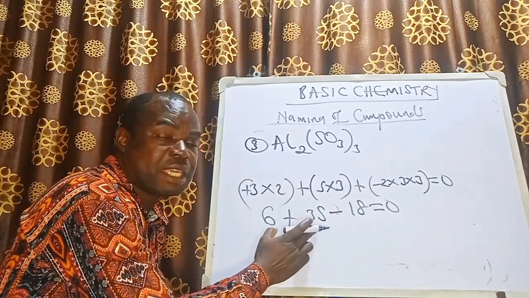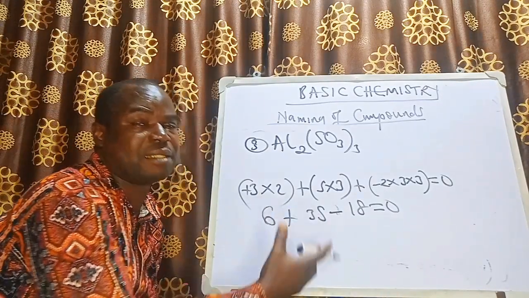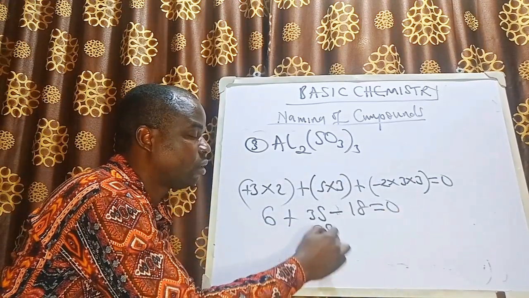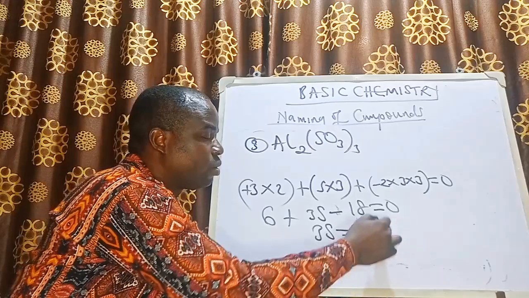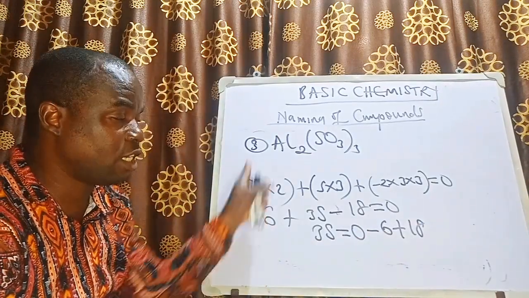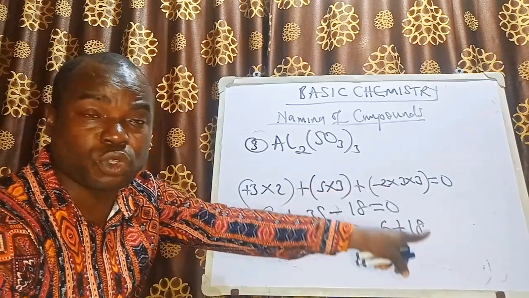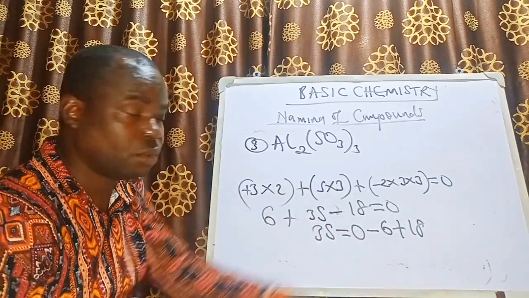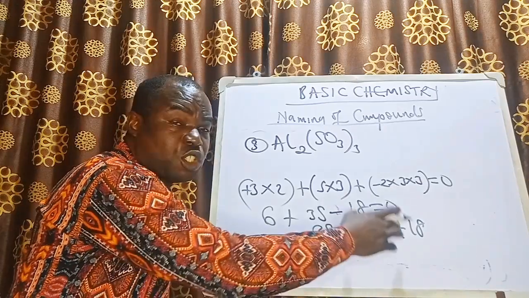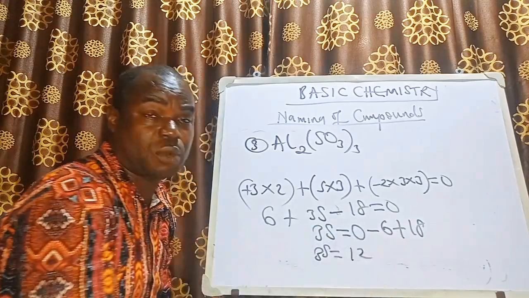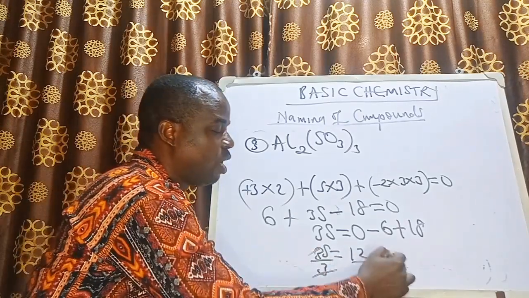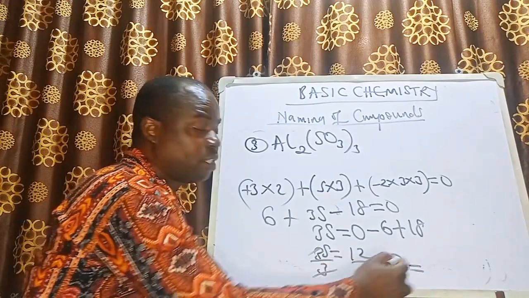We now make s the subject of the formula by collecting like terms. So we have 3s is equal to 0 minus 6 plus 18. Because this one here is minus 6, this one now comes as plus what? 18. Are you following me now? We now have 0 minus 6 plus 18 is 12. Check your calculator. Divide both sides by 3. Your s will now be what? 12 divided by 3 is plus 4.